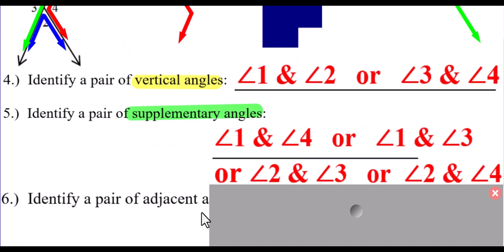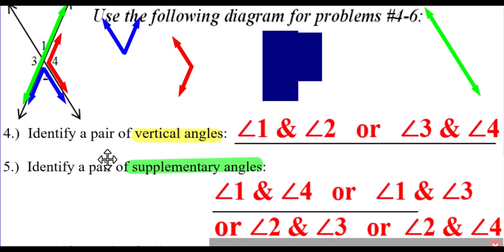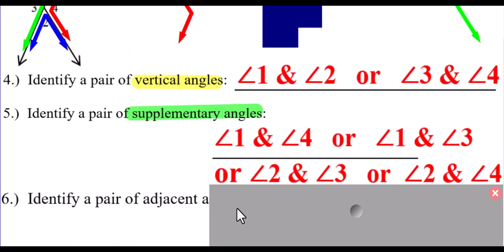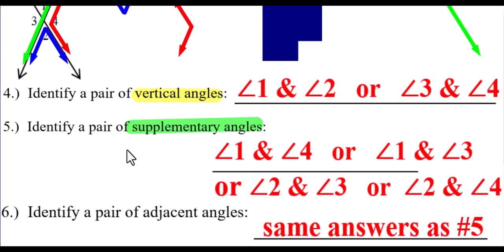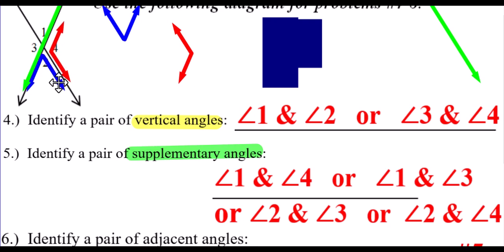All right, problem number 6. Identify a pair of adjacent angles. Well, wait a minute. Weren't my supplementary angles also right next to each other, and therefore by definition adjacent to each other? Well, yes, they were. So whatever answer you wrote for number 5, you can write the exact same answer for problem number 6. Or you can be creative and choose a different pair of angles that are right next to each other. So these are not vertical angles that are opposite of each other. These are angles that are right next to each other, sharing a common ray in between those two angles.